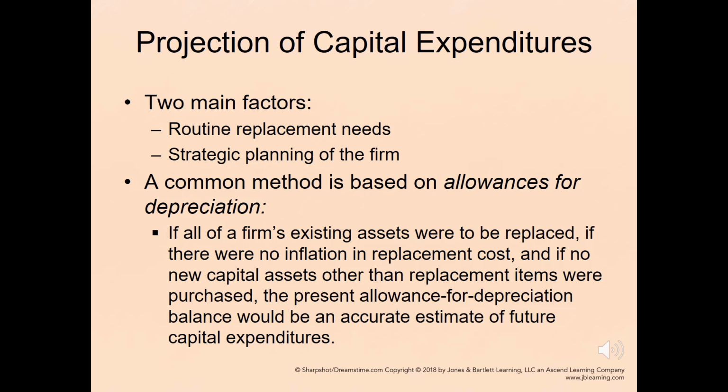If all of a firm's existing assets were to be replaced, if there were no inflation in replacement cost, and if no new capital assets other than replacement items were purchased, the present allowance for depreciation balance would be an accurate estimate of future capital expenditures.